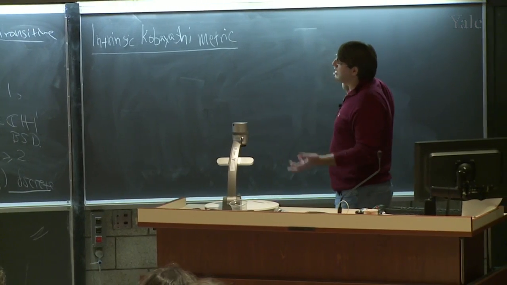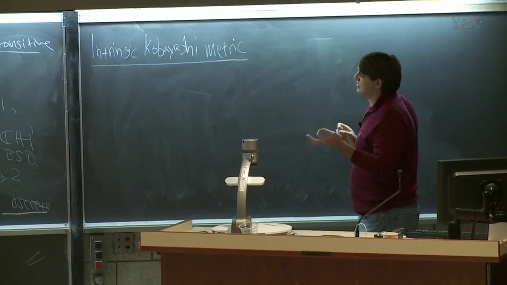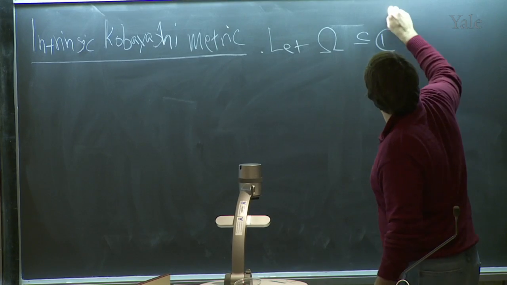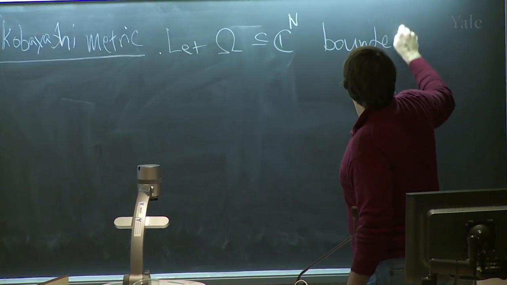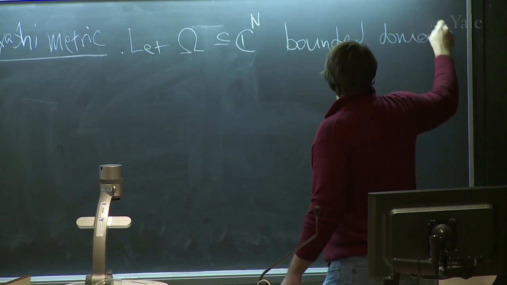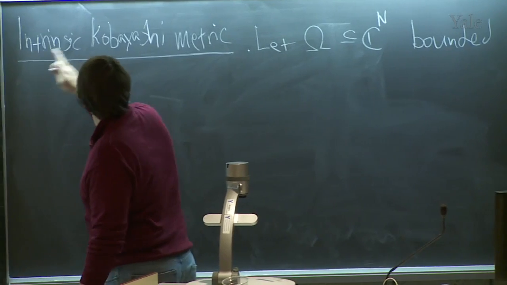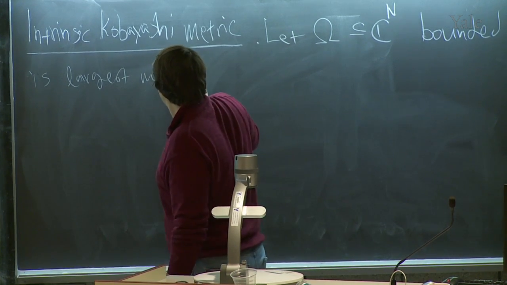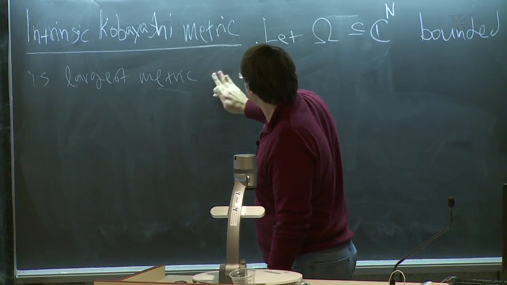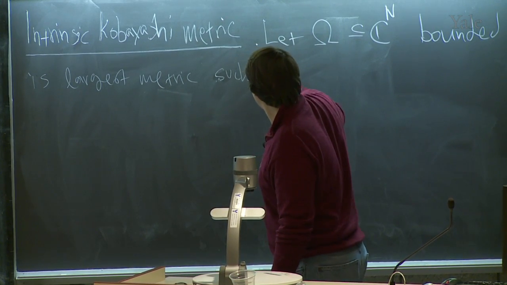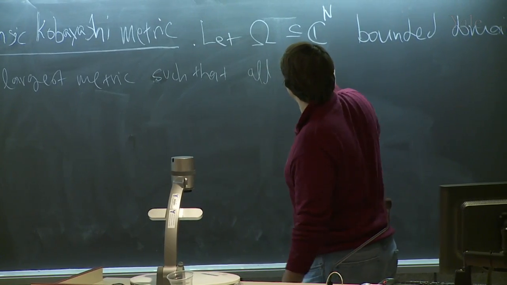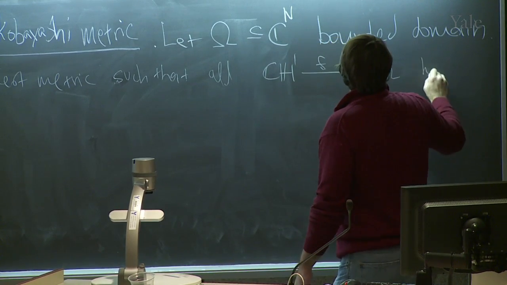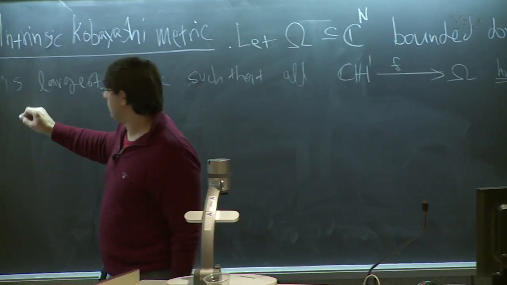And formally, that says that any bounded domain is equipped with an intrinsic geometric shape. So let omega be some bounded domain. Then the intrinsic metric, the Kobayashi metric, is simply the largest metric with the property that all holomorphic maps from the unit disk, or equivalently from CH1, into this domain are non-expanding.